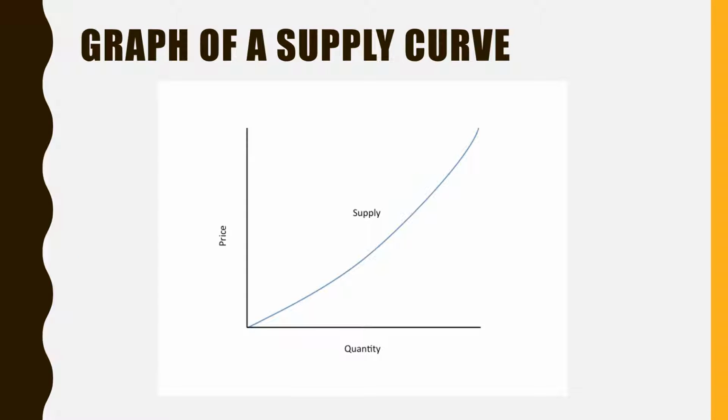Here is a graph of a supply curve. It is called an upward sloping graph. You can see how when the price is down here at the bottom, close to zero, we supply very few items, but when that price goes up, we will want to supply several more items.